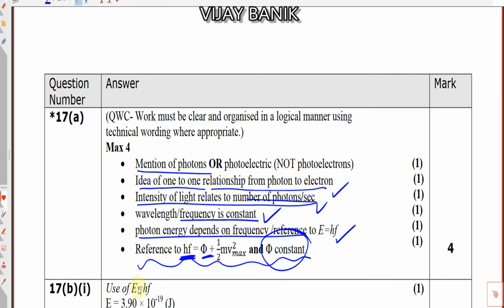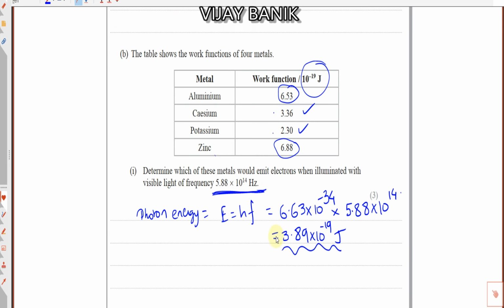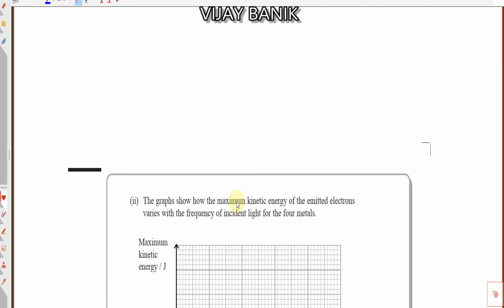Let's see what they wrote in the mark scheme. Cesium and potassium, independent mark. Calculate the minimum frequency: 3.90 into 10 raised to minus 19. I hope you guys understood this as well.